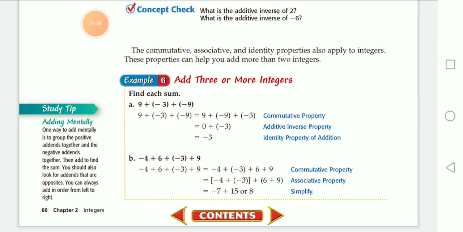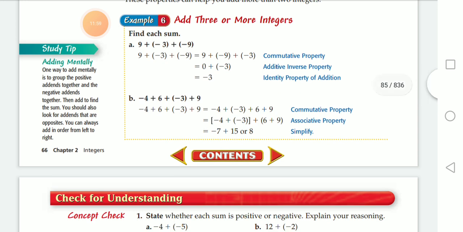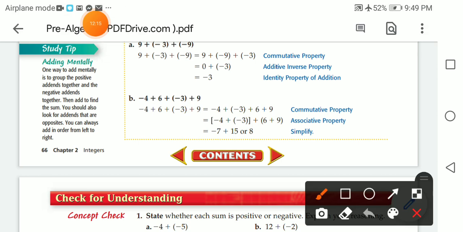The commutative, associative, and identity properties also apply to integers. These properties can help you add more than two integers, okay? Let's go. Add 3 or more integers now. Example 5, find each sum: 9 plus negative 3 plus negative 9. I want to solve this mentally, so focus, slowly, more slowly.